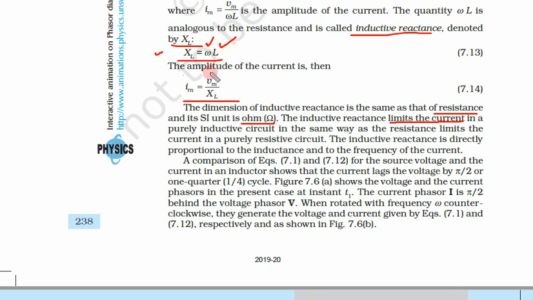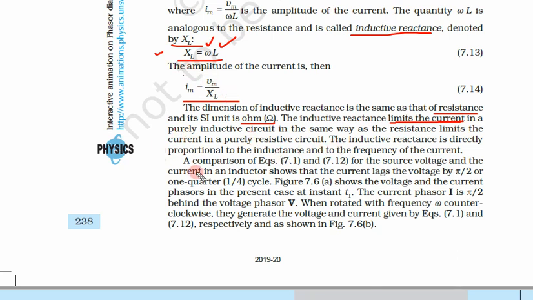So suppose L is constant for a coil. If frequency is increased, inductive reactance will increase. If frequency is decreased, inductive reactance will decrease. If frequency is doubled, inductive reactance will also double. If frequency is halved, inductive reactance will also be halved.